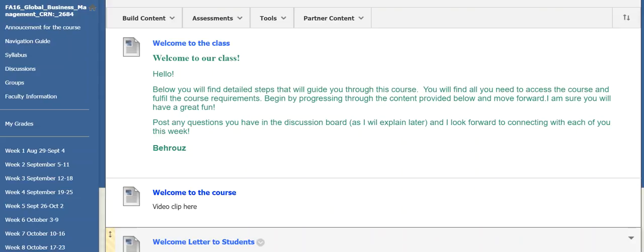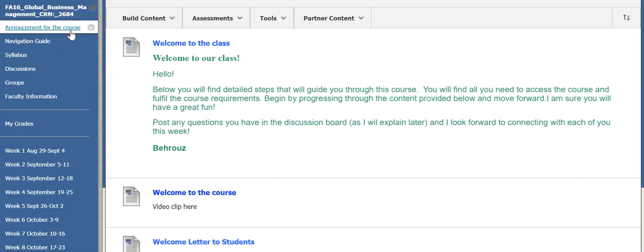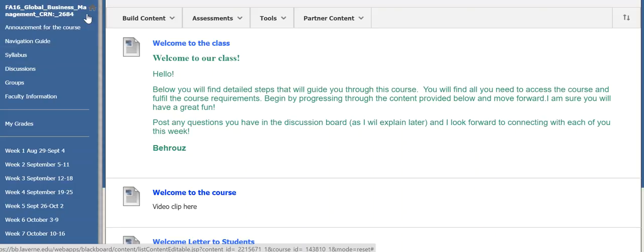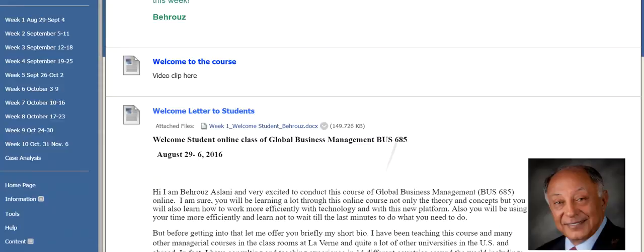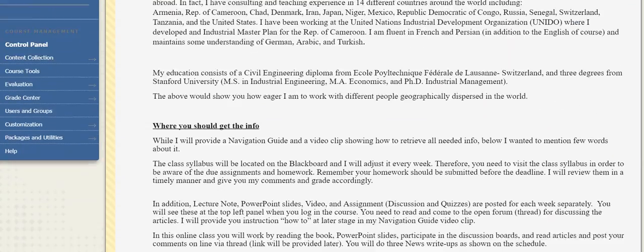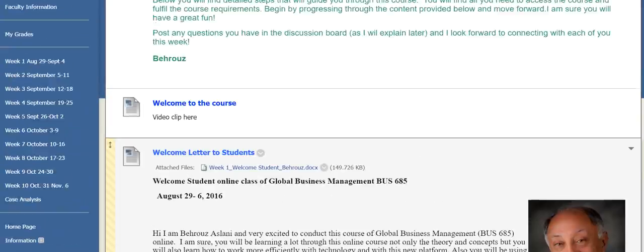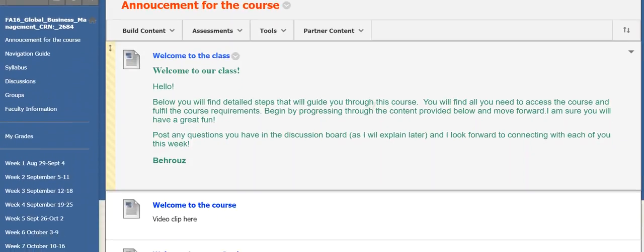Okay, let me show you where all this information is in the software, and you can easily get access to it. The very first thing you see on your screen, at the left-hand side on the toolbar, is the announcement for the course. If you click on it, which I suggest all of you do, you will see some welcoming info, some information about myself, and where to go and what to do.